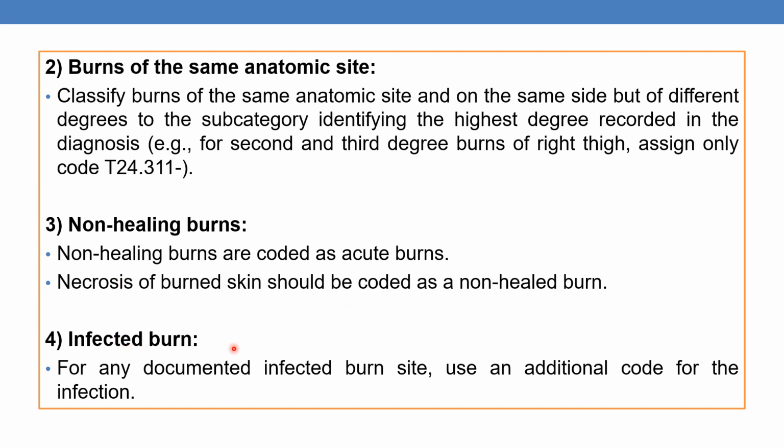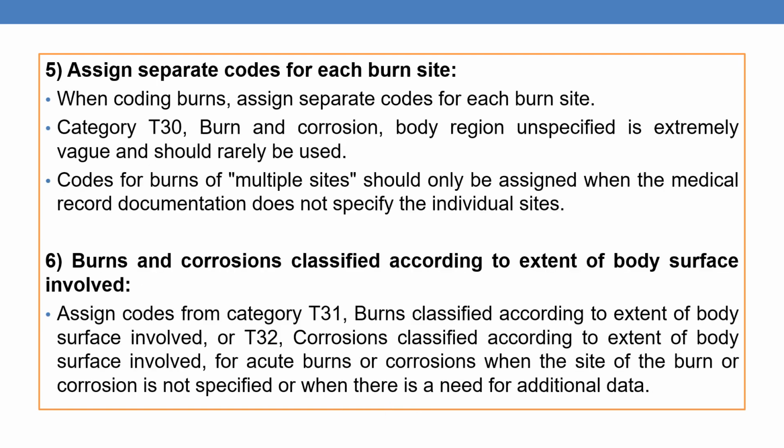Next is infected burns. For any documented infected burn site, use the additional code for infection. If there is any infection associated with the burn, first you need to code the burn code and then an additional code for infection. Next guideline, assign separate codes for each burn site. When coding burns, assign separate codes for each burn site.